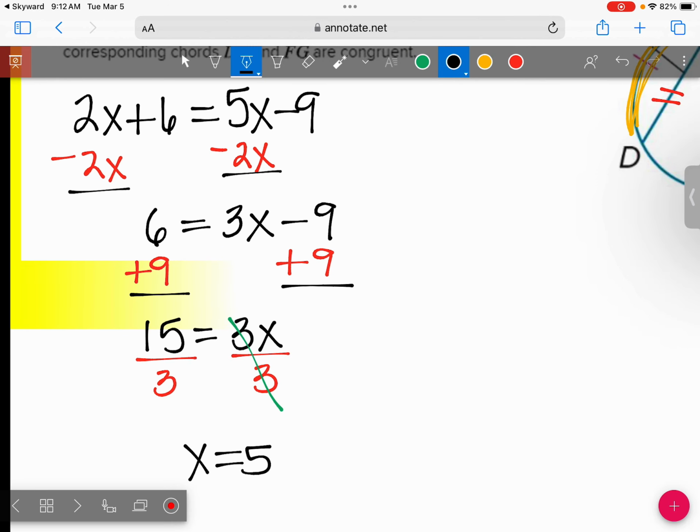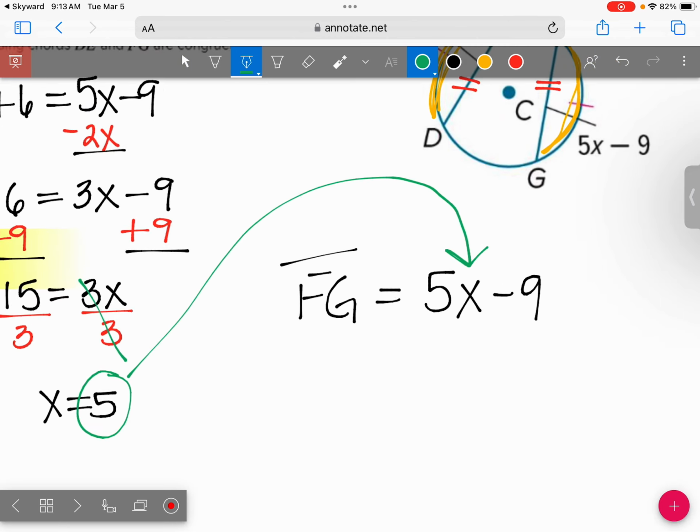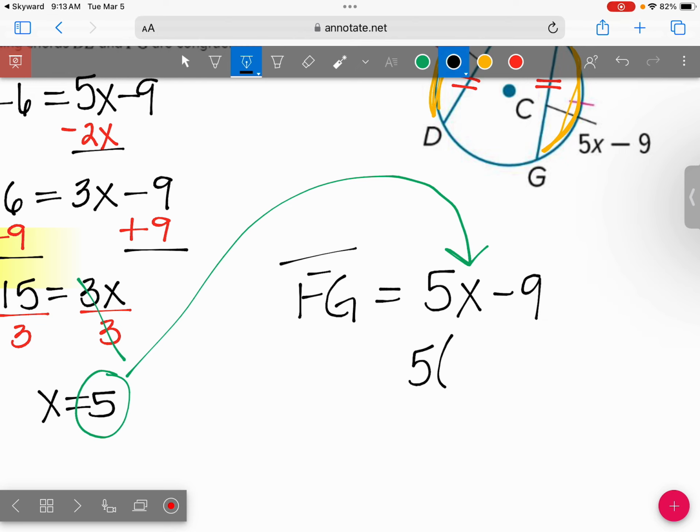But we're not done though. And this is going to be a big part in the homework. After we figure out what x is equal to, it told us to find FG. So FG is from here to here. And I know that segment FG is 5x minus 9. You need to substitute this 5 in for x. So that would be 5 times 5 minus 9. And go ahead and pick up your calculator to see what you get.